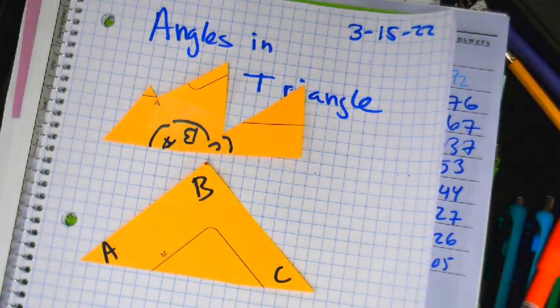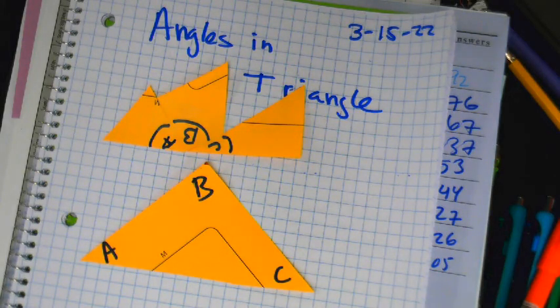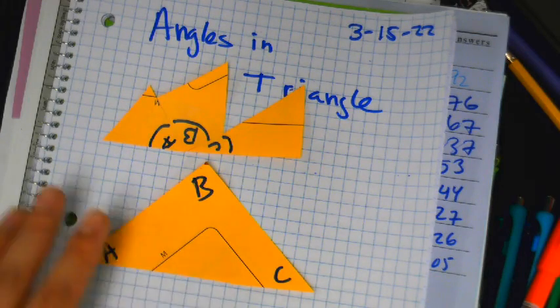So when I take this angle and this angle and this angle and I line them up, it becomes a straight line. And what do straight lines equal to? 180. This is a straight line. Okay, not an L. So this is what we have to learn and practice today.